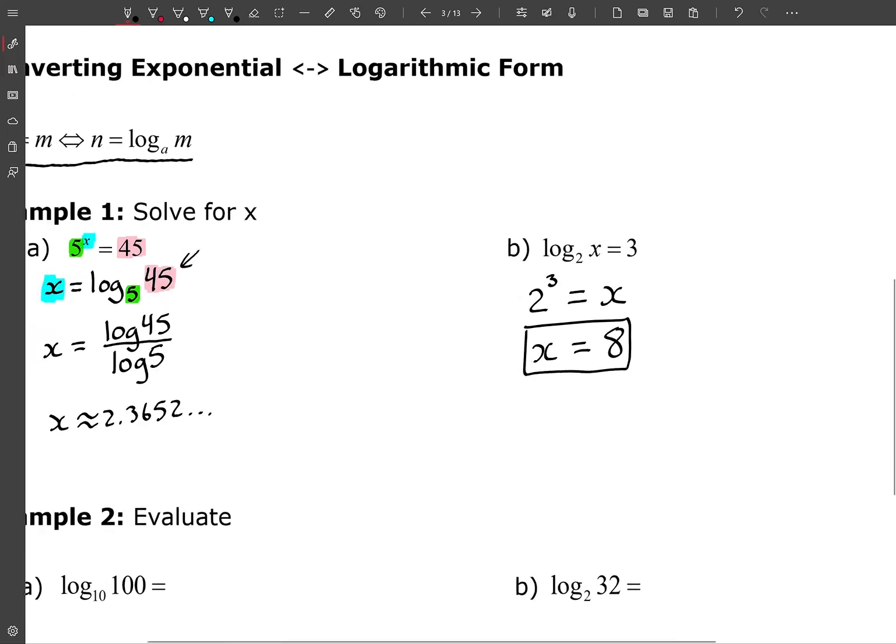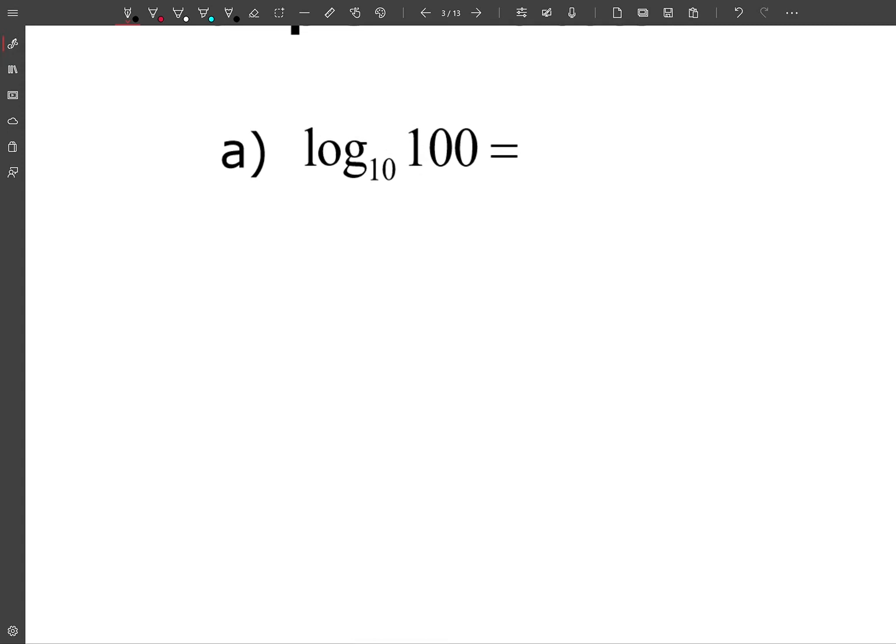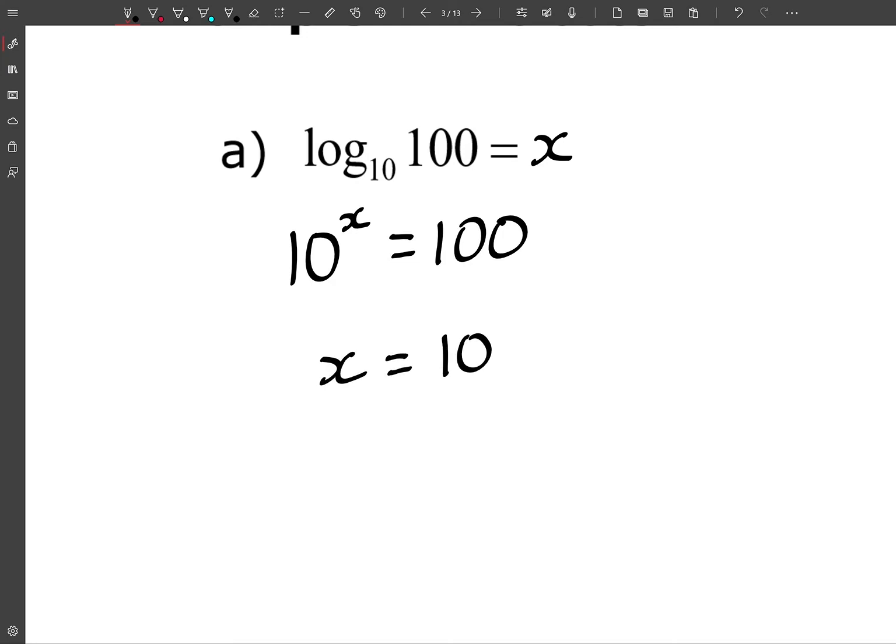Okay. These ones are pretty quick, so I'm going to do them pretty quick. We have log base 10 of 100. I'm going to say that this is equal to x, which means 10 to the power of x is equal to 100, so x must be equal to 10. Because 10 to the power of 10... 10 to the power of 10 isn't 100, Miss Neufeld. You crazy. 10 to the power of 2 is 100. See? Accidents happen, children. Accidents happen. x is equal to 2.